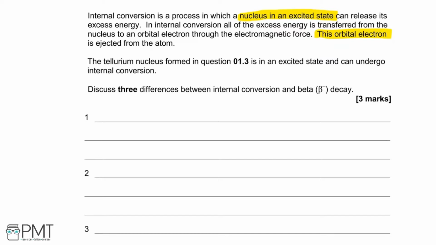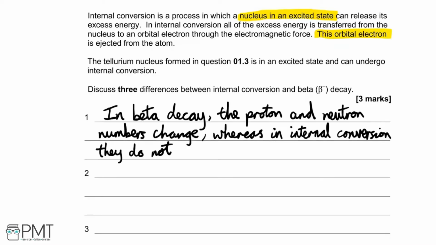Whereas in beta decay, we've got this idea that a neutron turns into a proton and therefore an electron is released. So let's write that down first. So yeah, beta minus decay. If it's beta minus decay, we've got a neutron turning into a proton, and if it's beta plus decay, we've got a proton turning into a neutron.